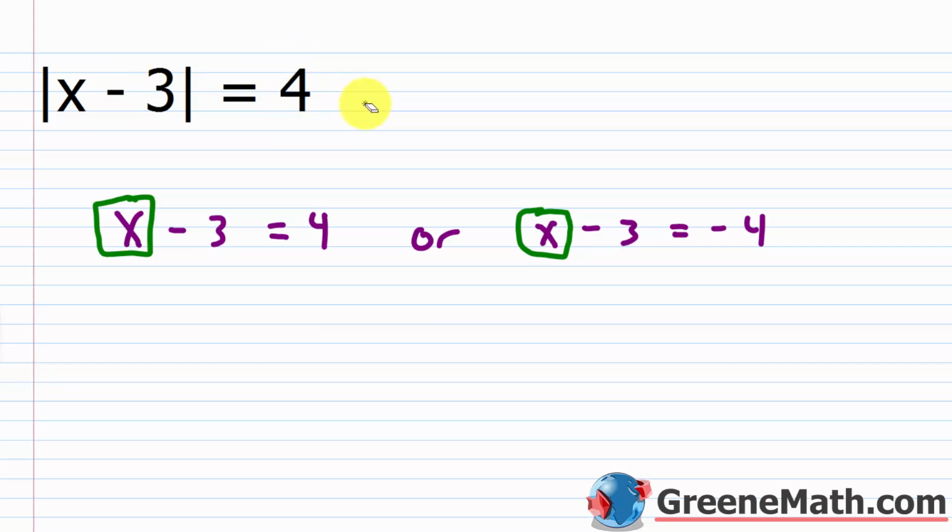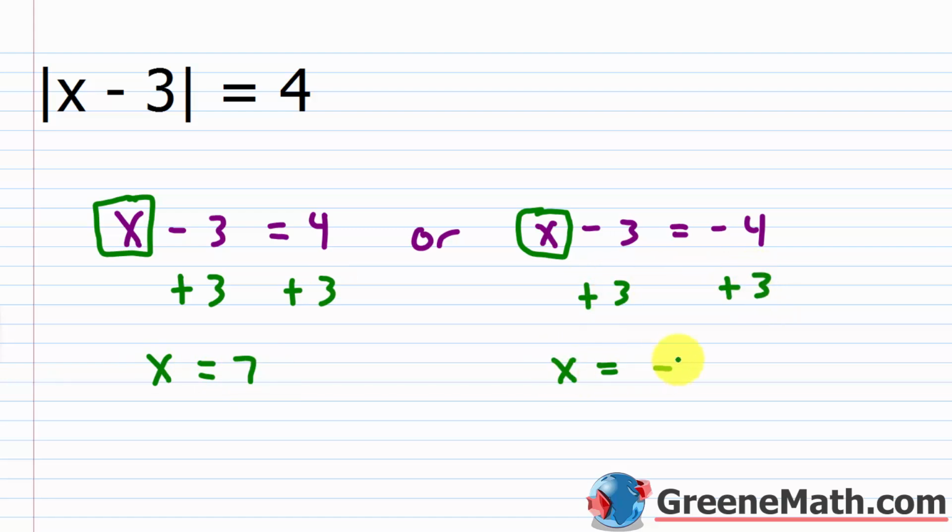So let's go ahead and solve this really quickly. On this one, I would just add 3 to each side of the equation. I'm going to get that x is equal to 7. For this one, I'm going to add 3 to each side of the equation, and I'm going to get that x is equal to negative 1. So let's check these. It's very easy to do.